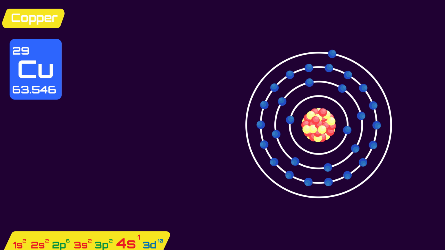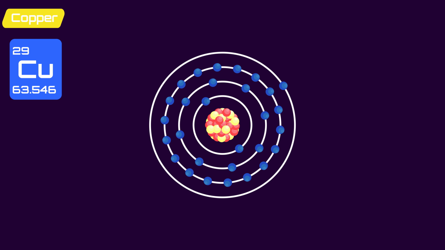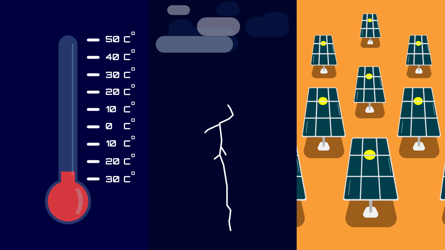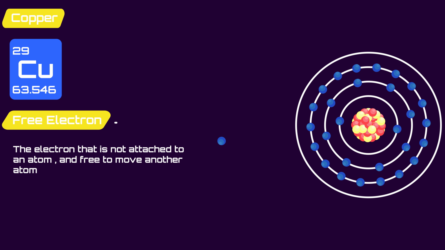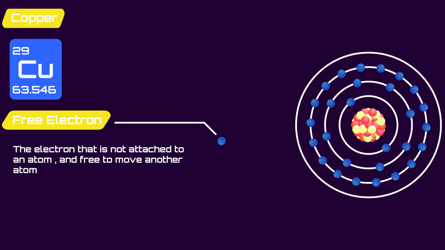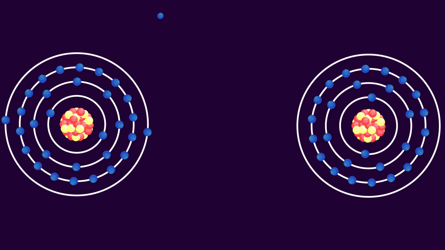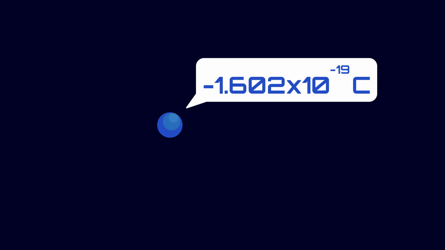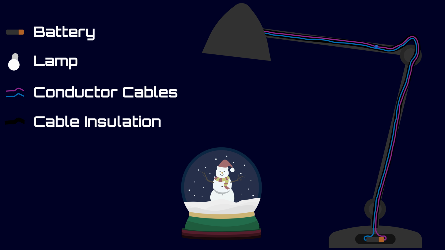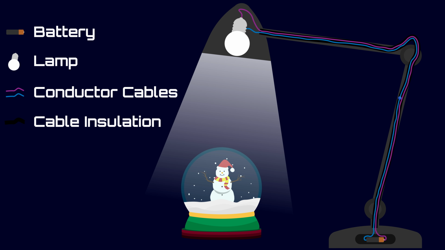The valence shell and number of valence electrons are directly related to electricity and chemical reactions. By applying energy like voltage, heat, or light, a valence electron leaves the atom. At this point the electron is named a free electron, and moves to another atom. Each free electron has an electric charge of minus 1.602 times 10 to the power of minus 19 coulomb. With the movement of electrically charged free electrons, in other words the charge carriers, from one point to another, electricity is created.